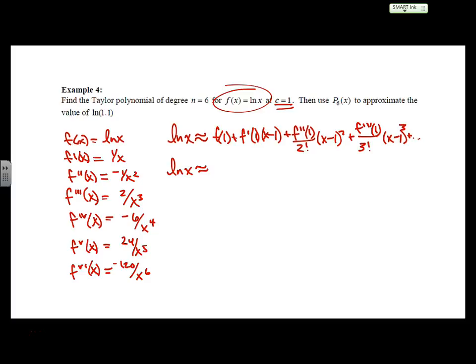What's f of 1? Well, ln of 1 is 0. What's f prime of 1? 1/2. Whoop, never mind. Yeah, plug in 1. 1 times x minus 1, plus, what's f double prime of 1? Negative 1, right? So I have negative 1 over 2 factorial, I think. Plus, what's f triple prime of 1?